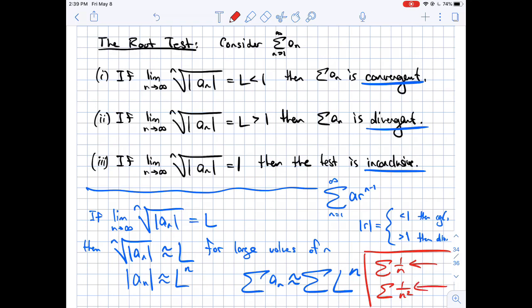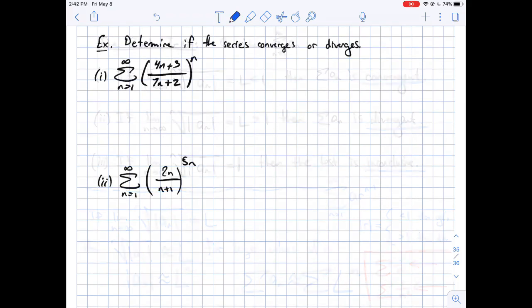But again, that's really the only difference between our conclusion for the root test and our conclusion for the geometric series. Otherwise, we want to think about them in the same way. We want to be taking this nth root, and we want that nth root to be less than 1 for convergence, larger than 1 for divergence. And we really don't want it to be equal to 1. Now let's look at a couple of examples of how the root test works.